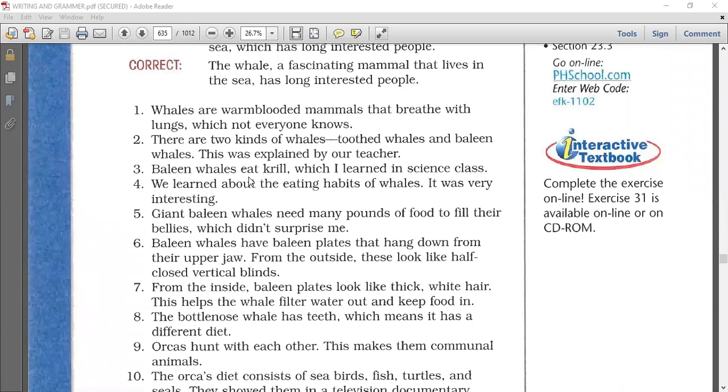Okay, we can correct it in another way. Thank you, Yusuf, but I think "which" is not known by everyone. It doesn't give the same meaning, Yusuf. Whales are warm-blooded mammals that breathe with lungs. This fact, not the whales, because when you say "whales, which not everyone knows," you mean that not everyone knows the whales. You changed the meaning. We can do it in another way.